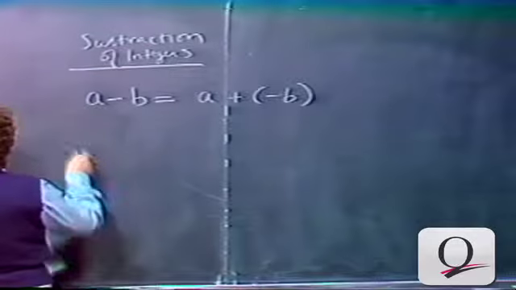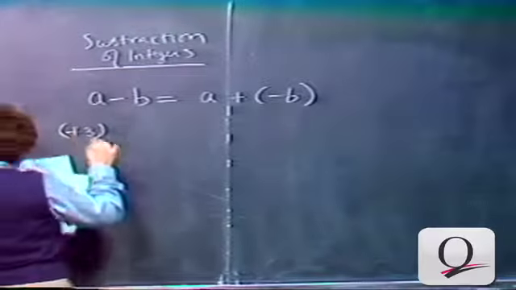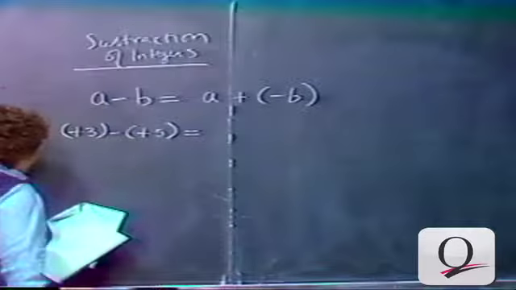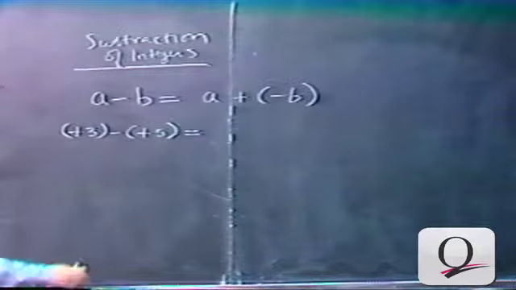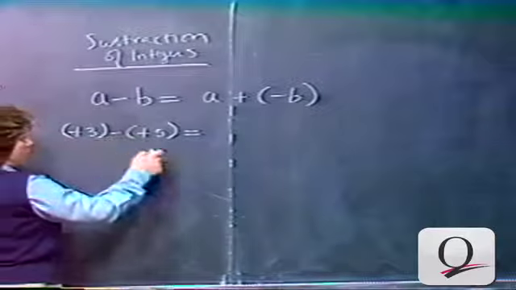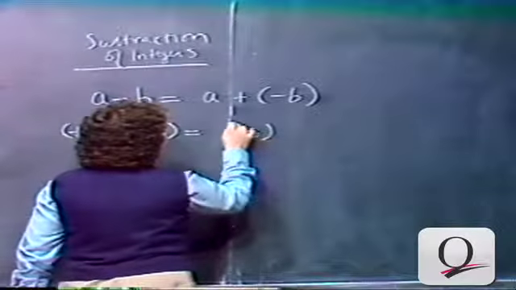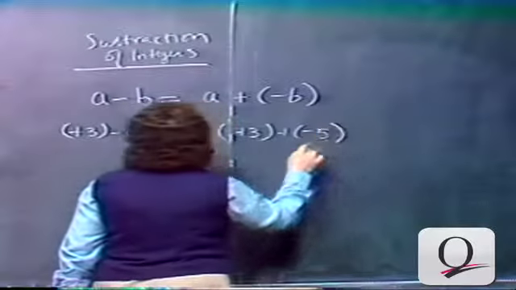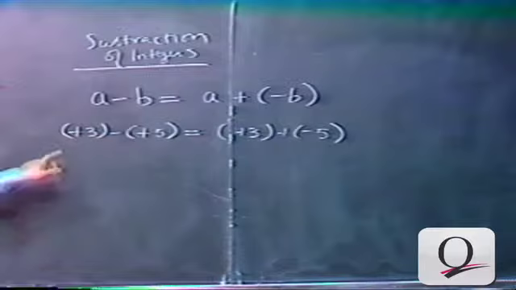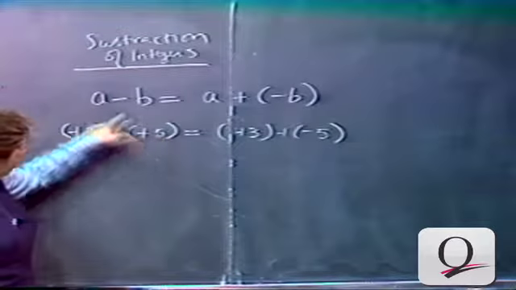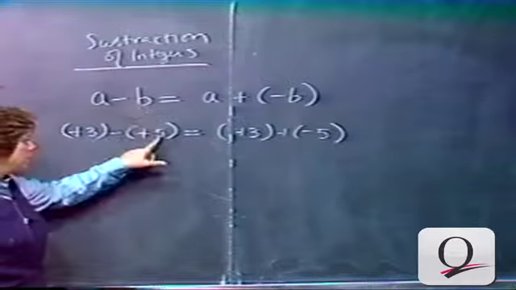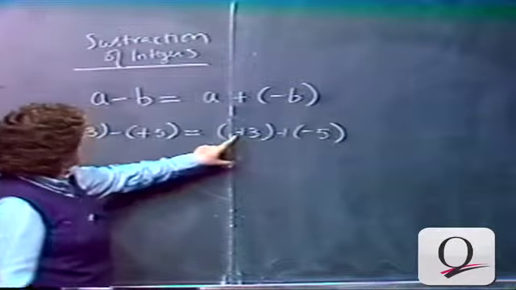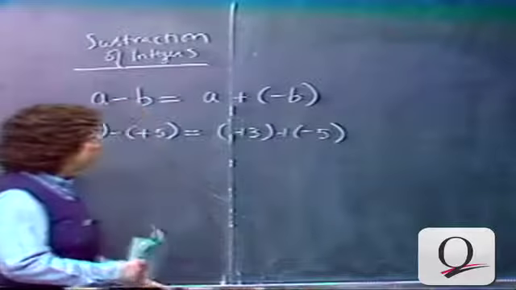Let's try some examples. Let's say we have a plus 3, take away a plus 5. Well, according to this rule, if you want to subtract, you simply add the opposite. So we will add a minus 5. So instead of plus 3, take away a plus 5, A in this case is plus 3 and B is plus 5. We'll write A plus a minus B. That is plus 3 plus a minus 5.